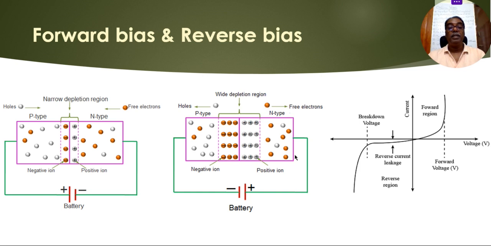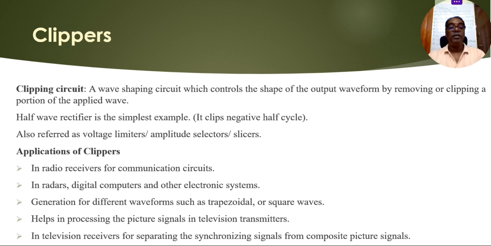And when the diode is in the reverse bias condition, the width of the depletion region increases, and thereby the charge flow will be stopped. Therefore, there is no flow of current in the circuit. Now, based on this idea, the clipper circuits are being designed.